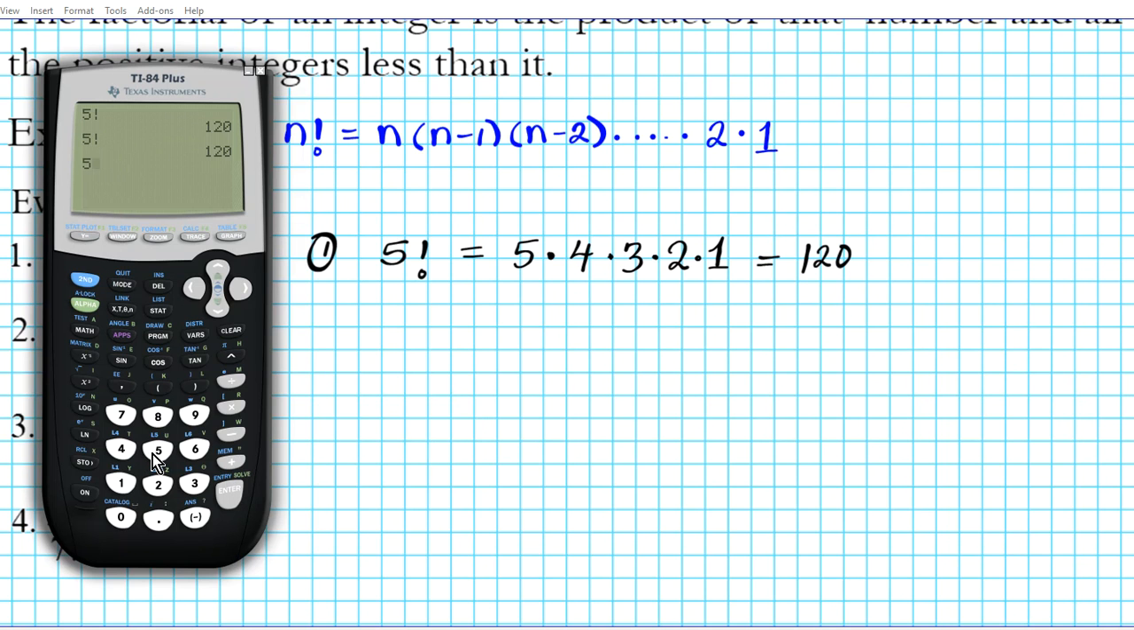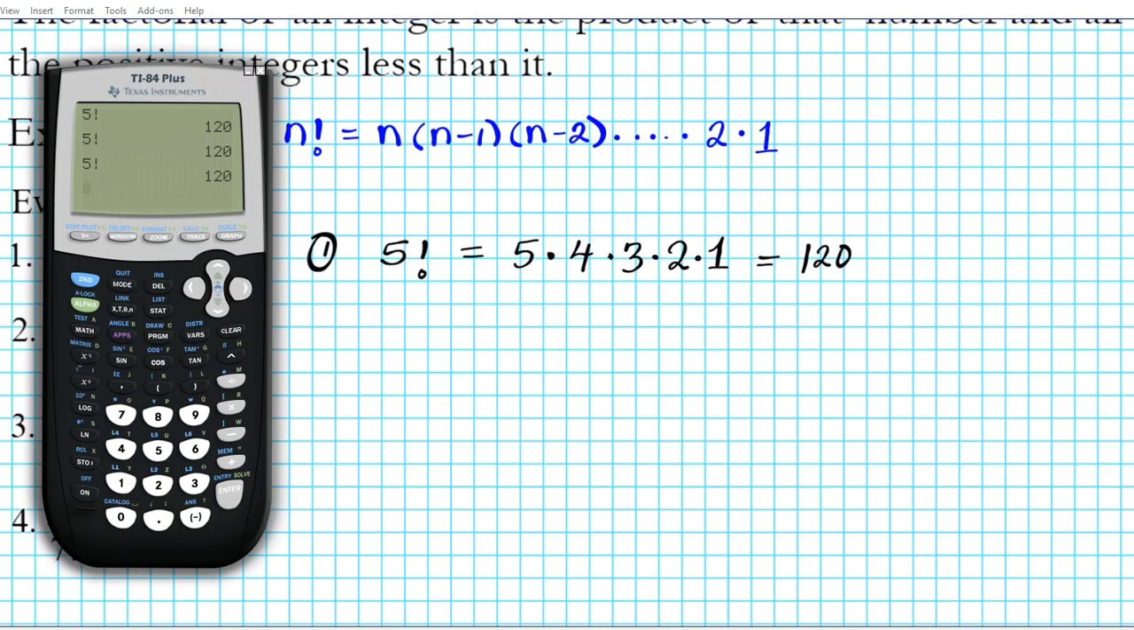You press 5, and then the math button brings up this window. You want probability, so you scroll to the left. Probability is highlighted. You have these different options here. The factorial option is option 4. As soon as you press 4, factorial appears right after the 5. Press enter, and that's your final answer.